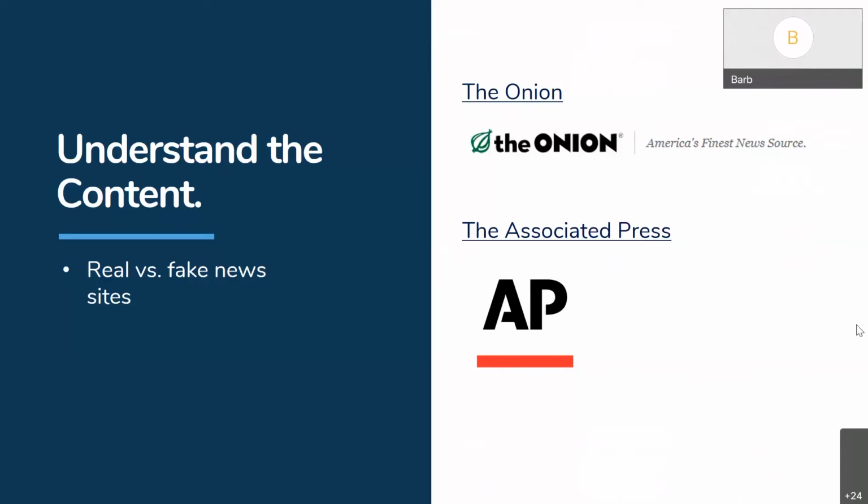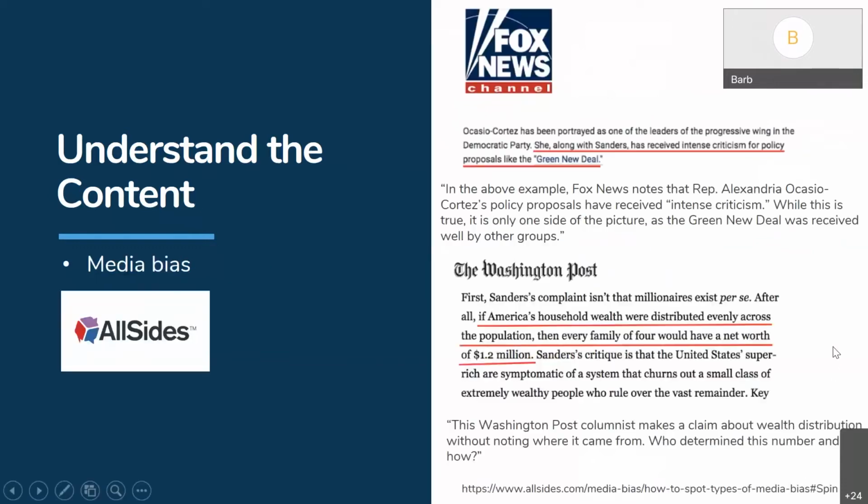So that's real versus fake news, right? That's a pretty obvious thing to think about with content. But even in quote unquote, again, real news, there are, of course, biases.